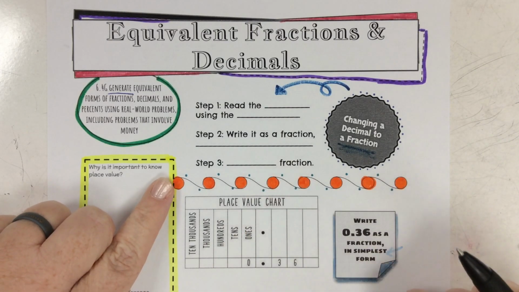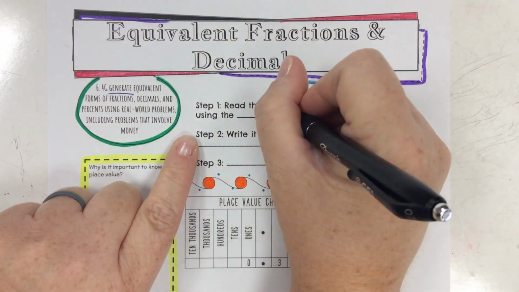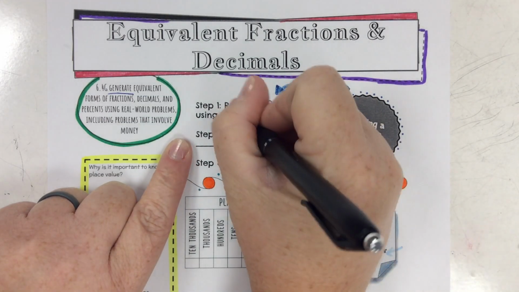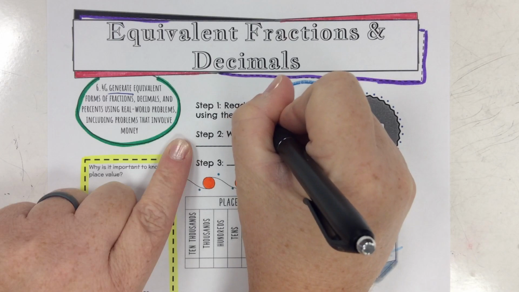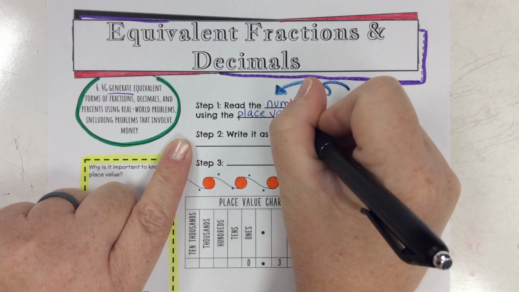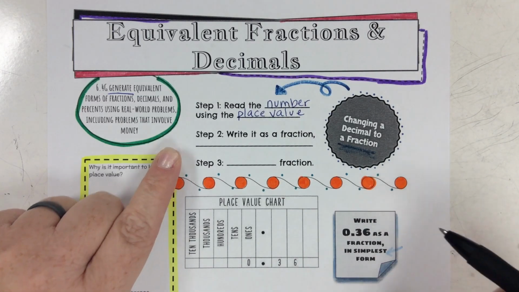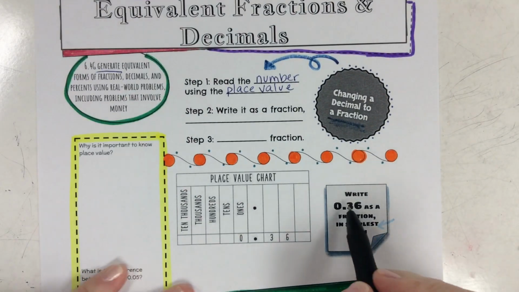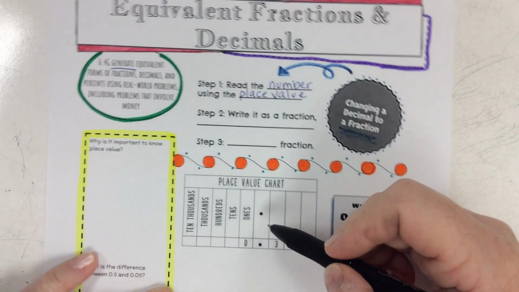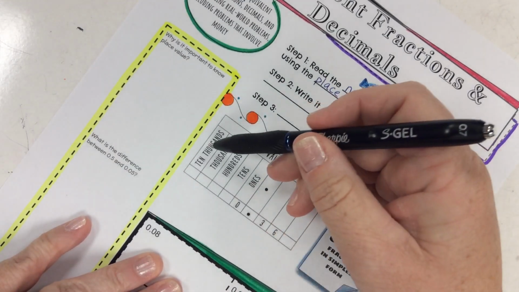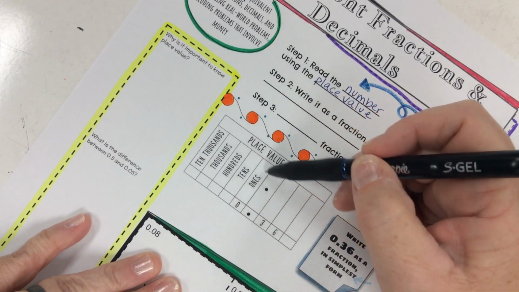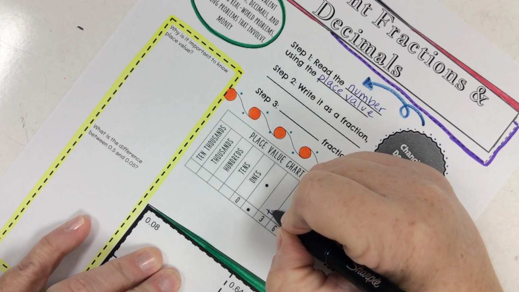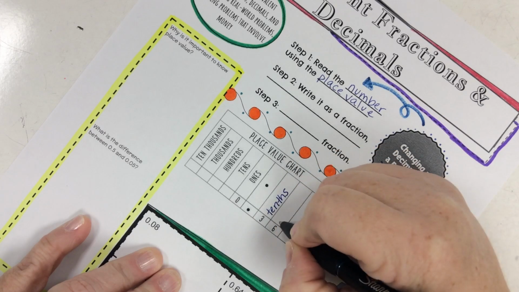So your first step is going to be read the number using the place value. Okay, and I will show you an example. Okay, so if we have a decimal here, how do I write 0.36 as a fraction? What's my place value? So my place value chart here, I have the ten thousands, thousands, hundreds, tens, and ones. But past this decimal, what is this first place called? That is the tenths. And this is the hundredths.